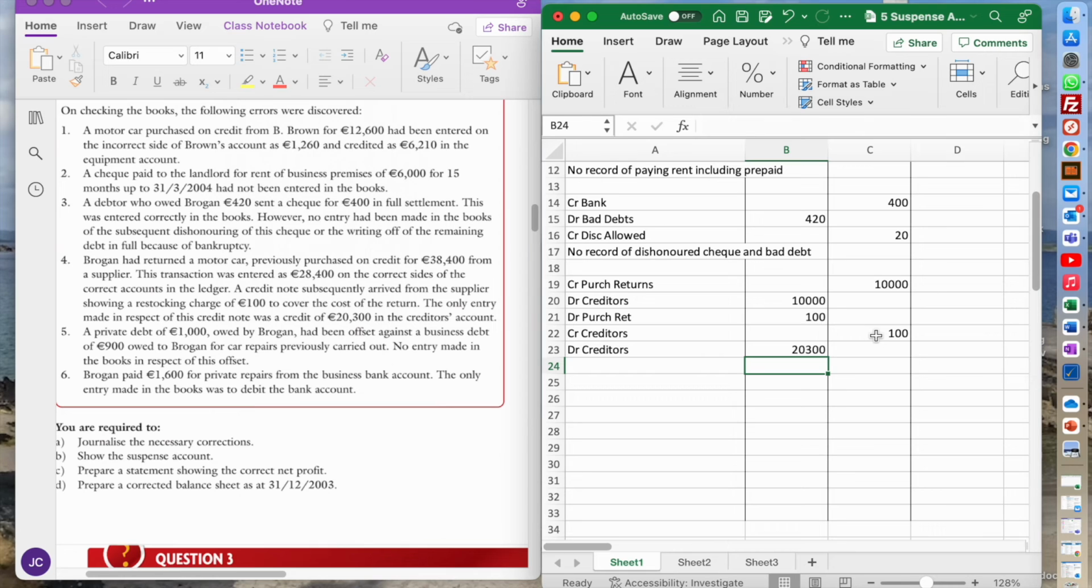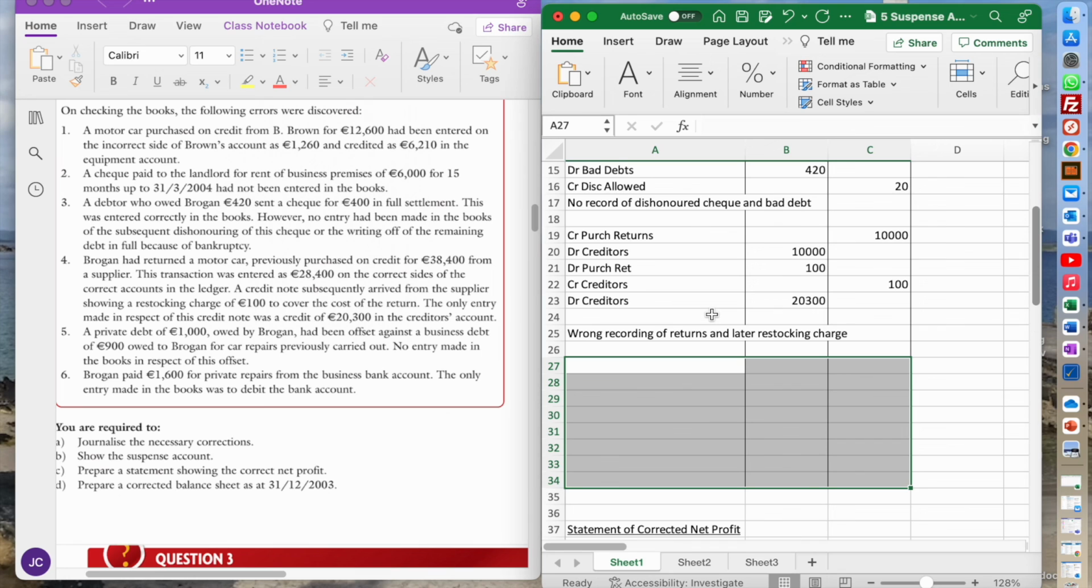I just find it's easier to break it up into two separate things, and each change that I make, I record each of them. Okay, so I'm just going to say wrong amount of purchase returns, and later restocking charge. Now do get in the habit of doing these narrations, because you do get marks for them.